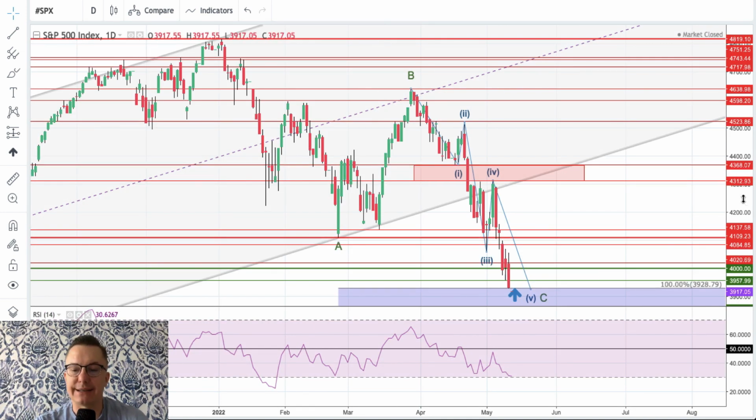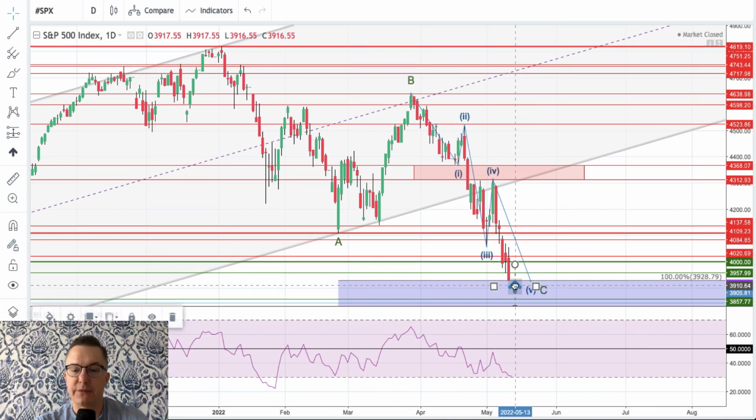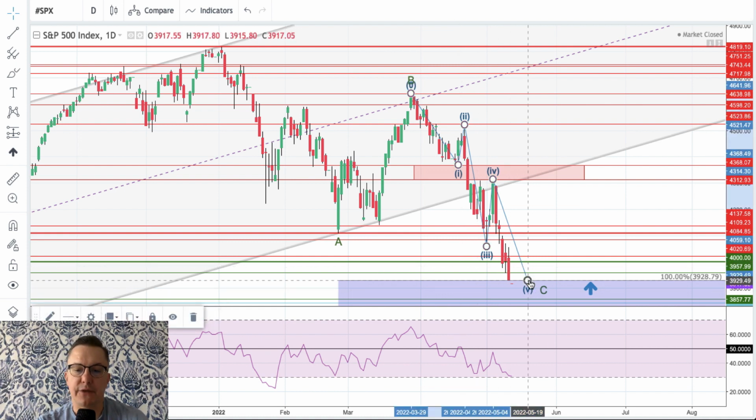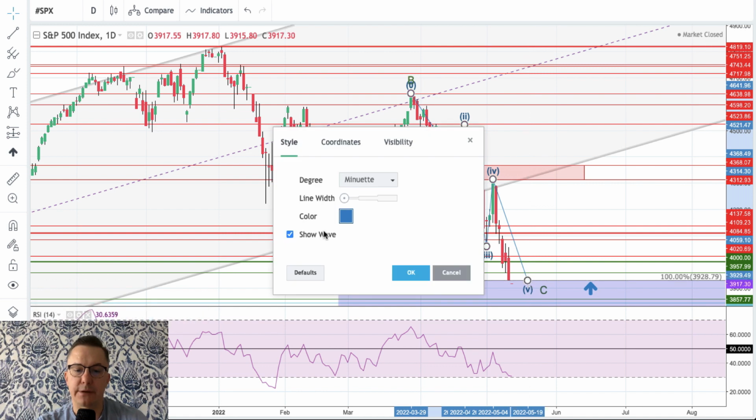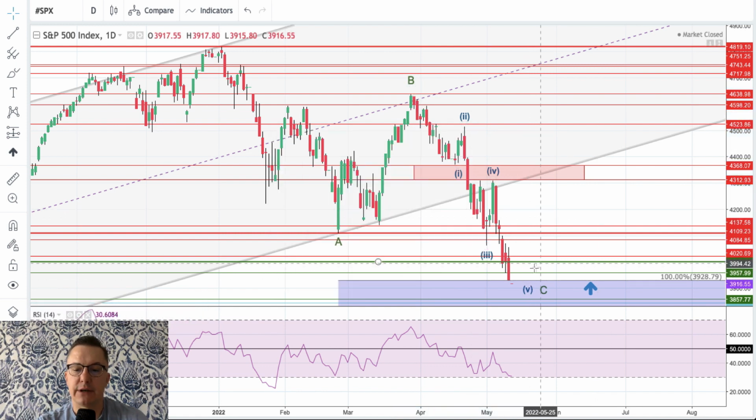S&P 500 has hit our target. The S&P 500 has hit the level of 3,928. The low was made actually at 3,928.54, which is almost to the point, the target level for the wave 5. Let me just remove the wave here so we can have a clearer picture.